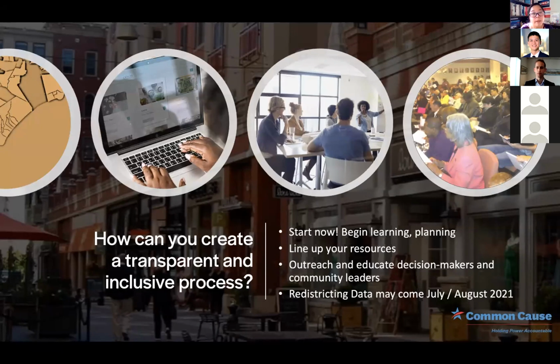You can already begin to have community meetings about taking in input before that redistricting data comes, so that by the time the data comes in July and August, you're off and running and you've already got a lot of the base information. So good job, you all. You're already on the right track. And I look forward to continuing this conversation with you.